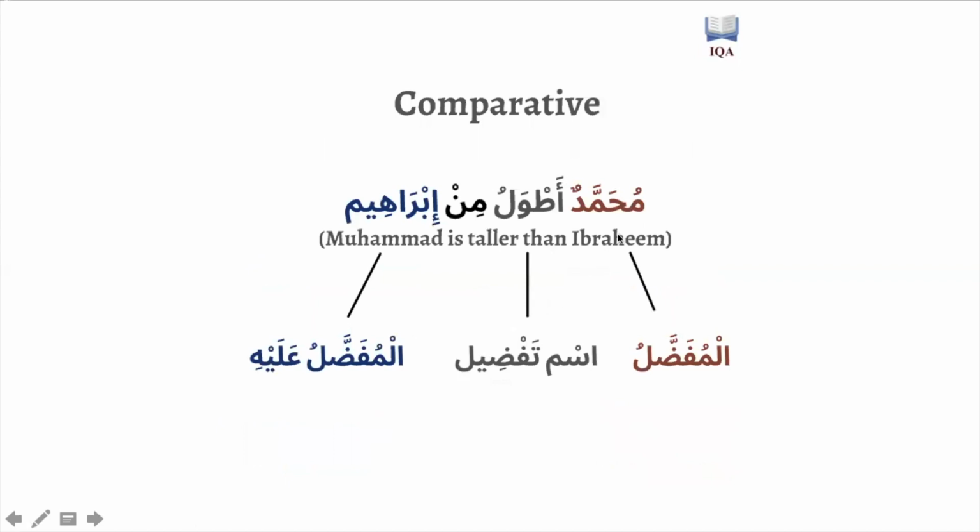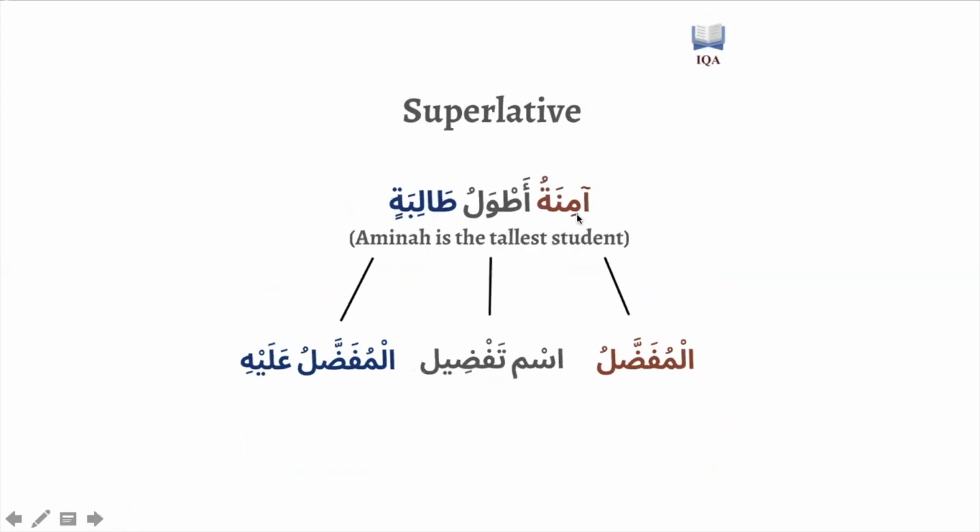But to give you an example, محمد أطول من إبراهيم. Muhammad is taller than Ibrahim. Here the mufaddal, the thing that has the attribute the most, is Muhammad. The ismu tafdil is أطول. And then the thing that has the attribute less, the mufaddal alayh, is Ibrahim. This is the comparative degree because we have min. For the superlative degree, for example, آمنة أطول طالبة, same principle. Amina is the thing that has the attribute the most, so it's a mufaddal. The ismu tafdil is the actual adjective itself, and then طالبة here would be the mufaddal alayh, the thing that has the attribute less, which is the other students pretty much.